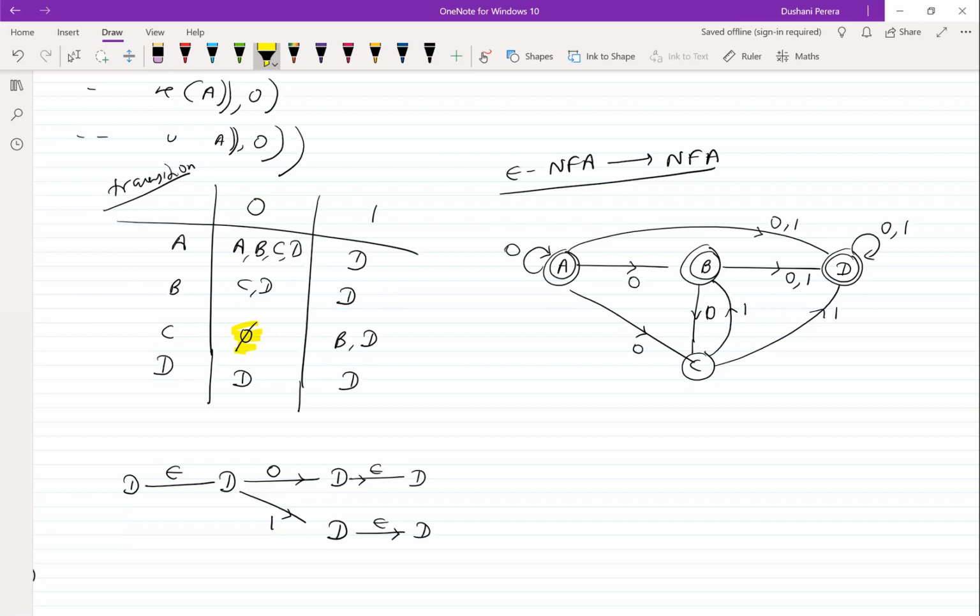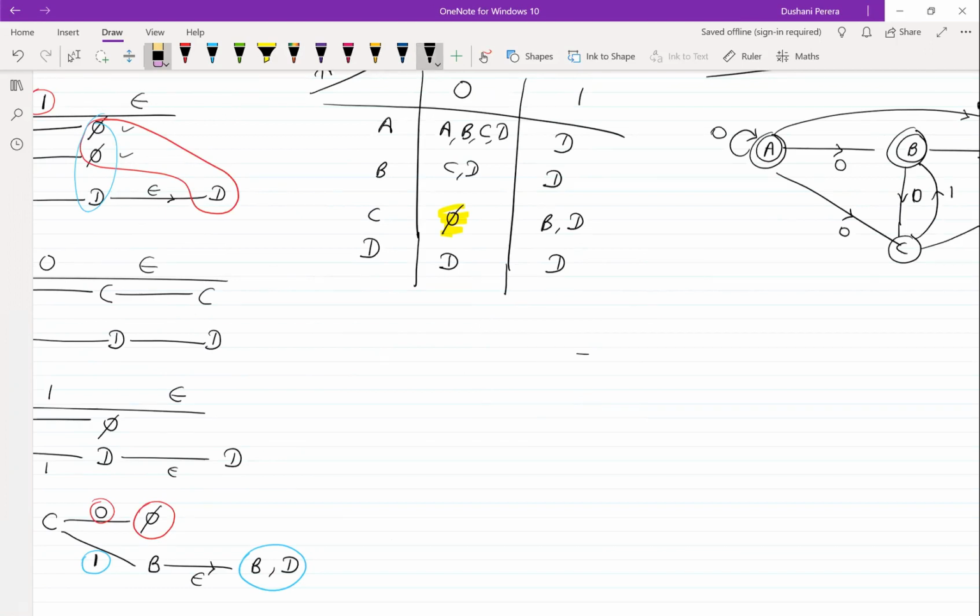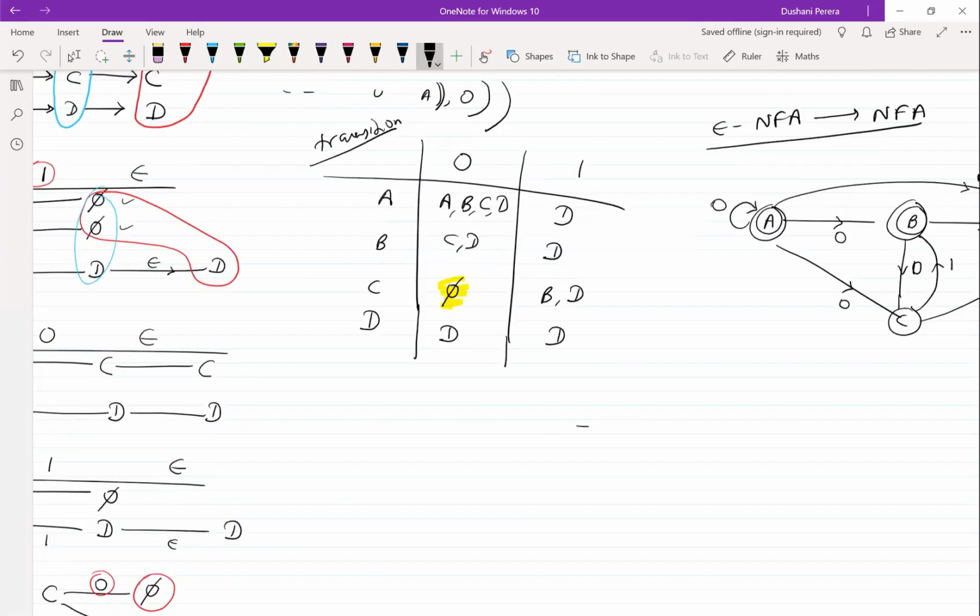Okay, now let's draw the DFA for this. I'll erase this for now. This is a bit of a long process, so listen well. Okay, now we are going to convert that into the DFA.